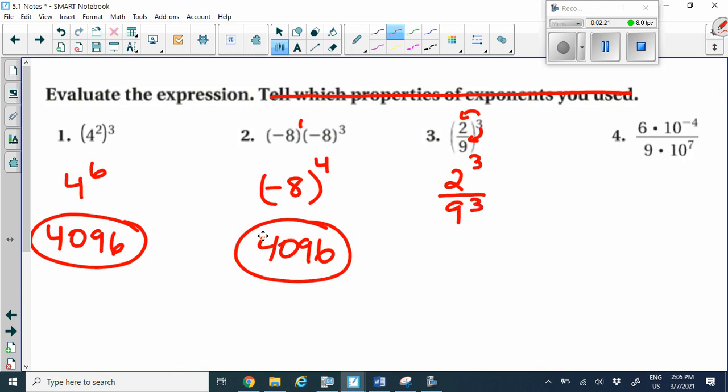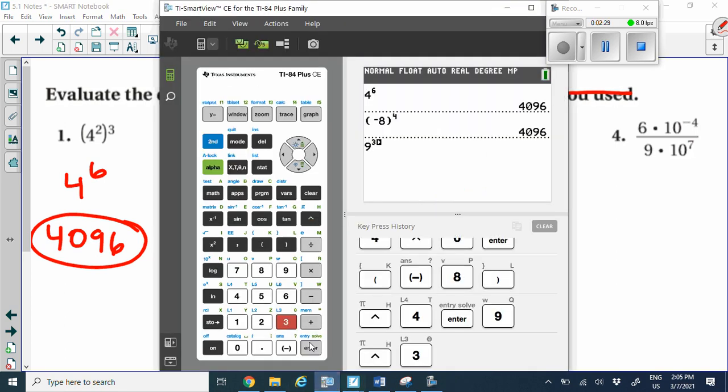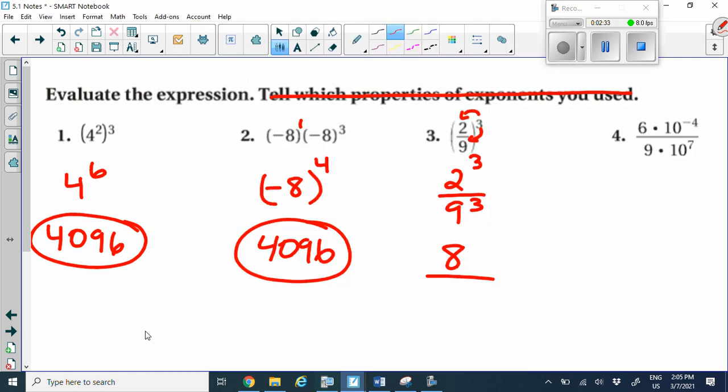Well, I know 2 cubed is going to give me 8, okay? 9 cubed, I'm going to go ahead and plug that into my calculator. I get 729. And I can't simplify any more, so that's my final answer. Now make sure, when you are doing your homework assignment, do not have any decimals. You need to leave your answers as fractions, okay?